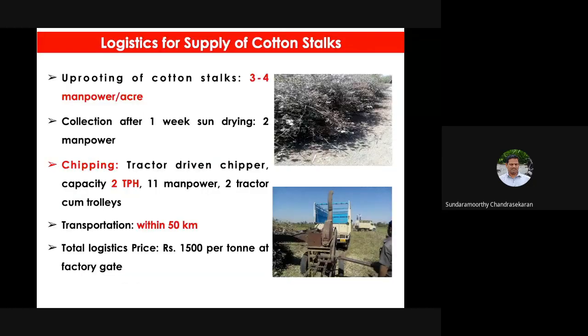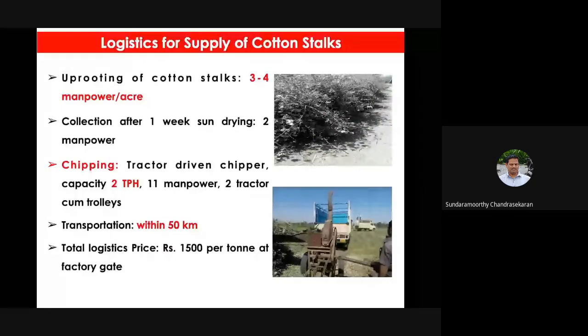The basic problem in using briquettes and pellets, that is the use of cotton stalks for making briquettes and pellets, is the transportation logistics. Because if you see the cotton stalks, these are bulky. Even presently, for disposing of these cotton stalks in the field, farmers have to spend around 600 to 800 rupees or even up to 1000 rupees to collect it, collate it, and then burn it.